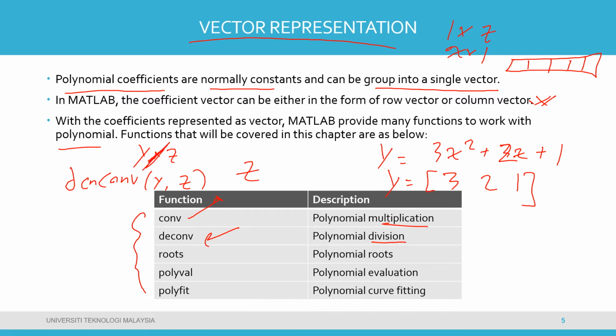Okay, so if you want to find the root, remember what is root? So this one is equal to 0. Okay, y is equal to 0. You have to solve this. So you can use roots. Okay, I will show it to you later. And of course, polyval, basically you evaluate the parameter, and polyfit, you try to curve fit the data with the polynomial equation. So all of this, you will learn how to use all of these MATLAB functions.